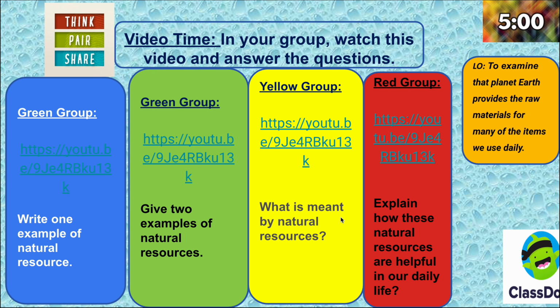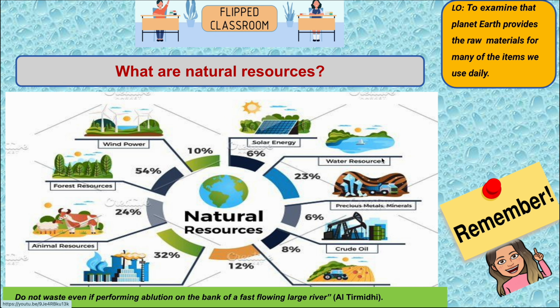So here also the questions are differentiated. You can see one is explain, high achievers getting a high level of question. The second one is what, give two examples, write one example, see, simplified the task. So like that you can keep it. This is an individual task.